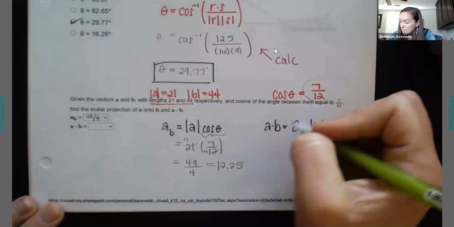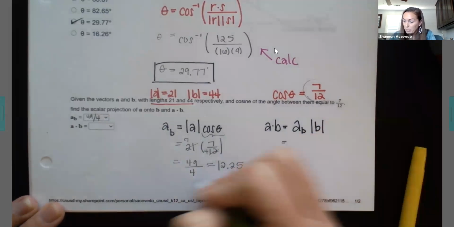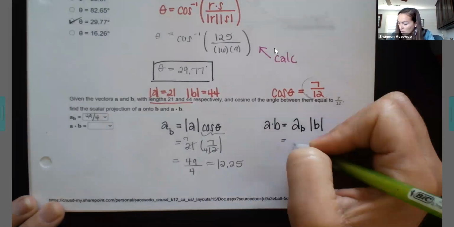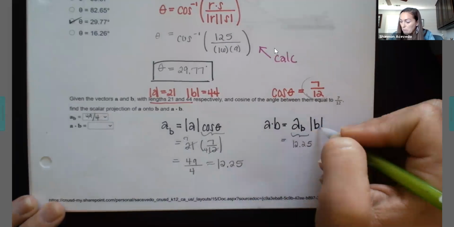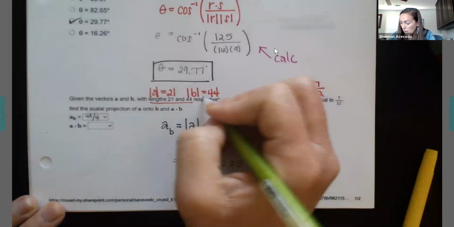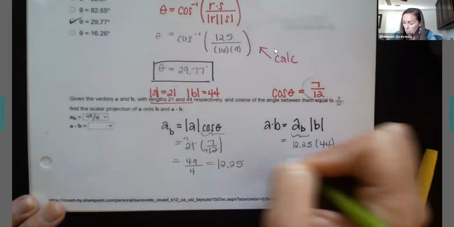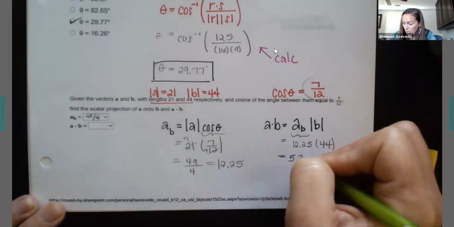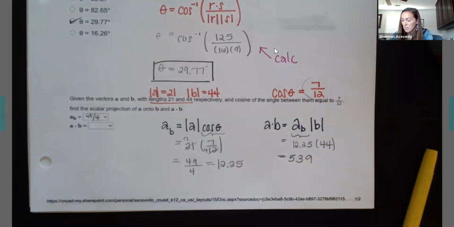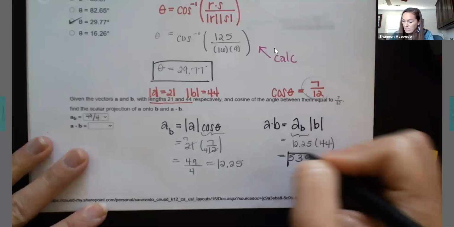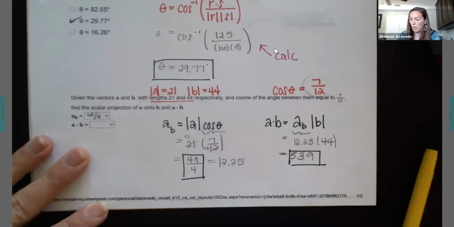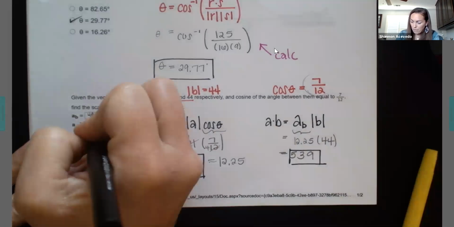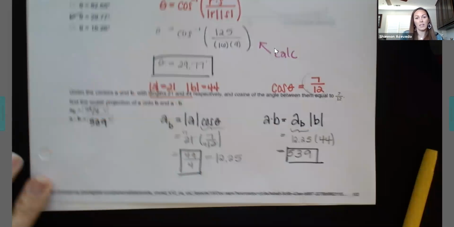For my next step, I can use either number. So I'm going to use my 12.25 times the magnitude of B, which is 44. So it's going to be 539. So here are the two solutions. Again, they use this notation. It's a drop down bar, so you pick the correct one. And this was my 539.